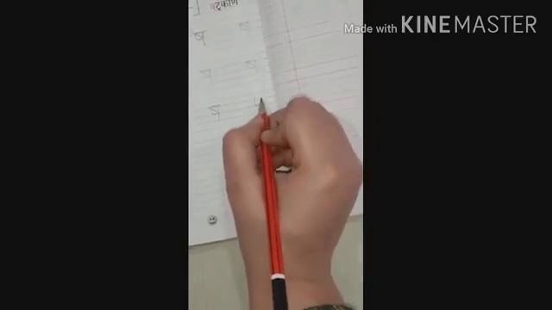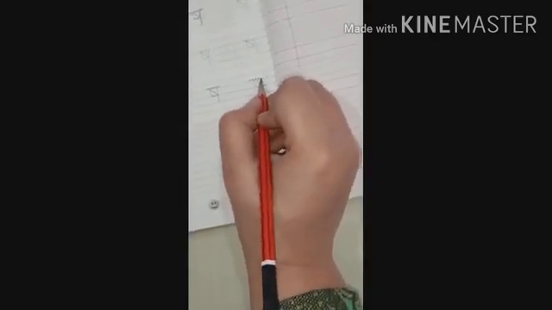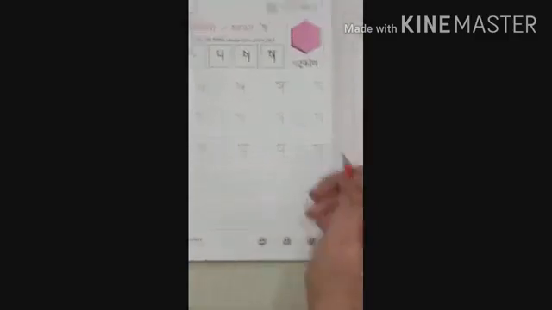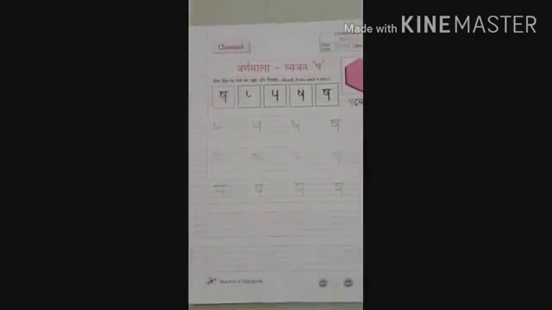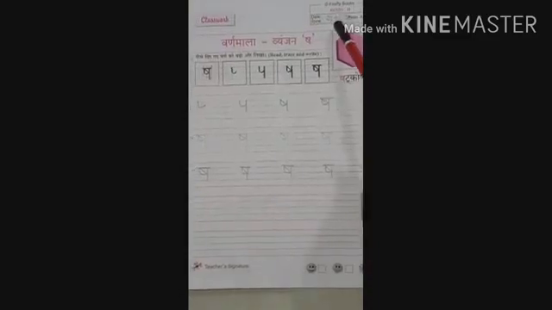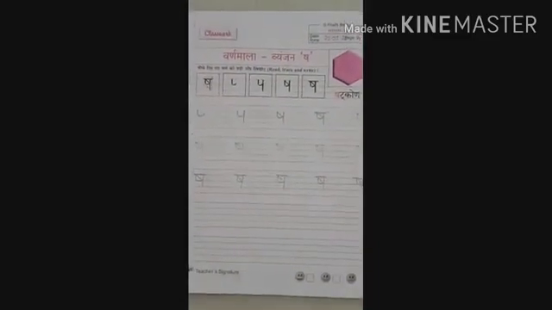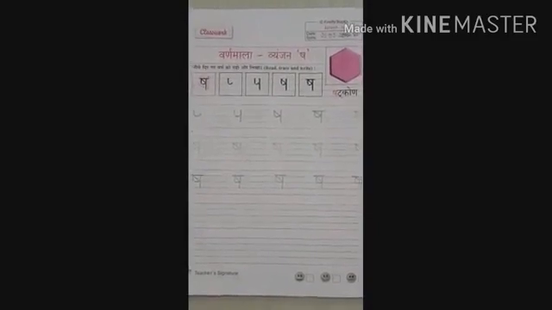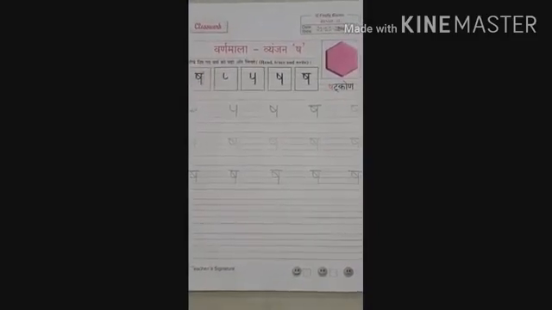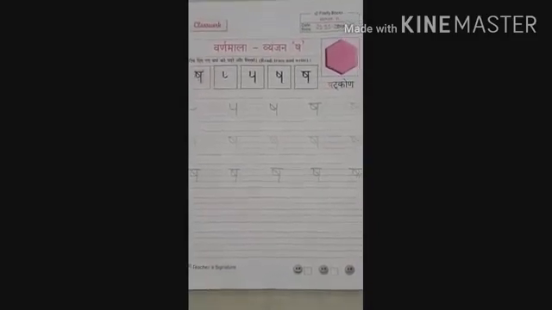Again, first you have to make one curve, then one standing line, one slanting line in it, and then one sleeping line. Now you have to complete page number 91 and 93 by yourself. That's all for today. Today we have learned examples as well as how to write these two व्यंजन.